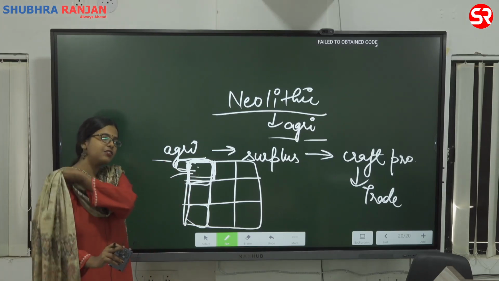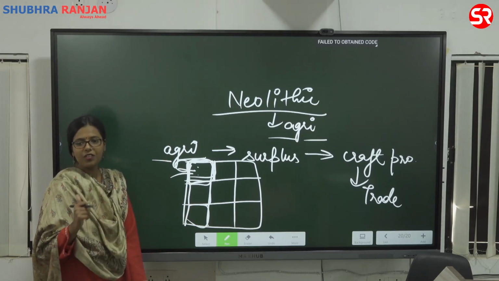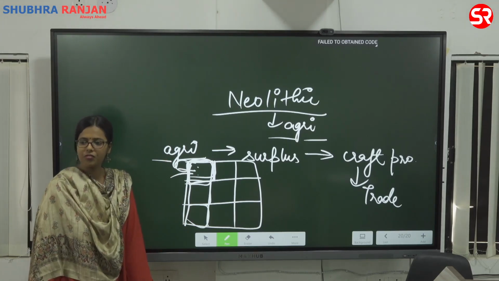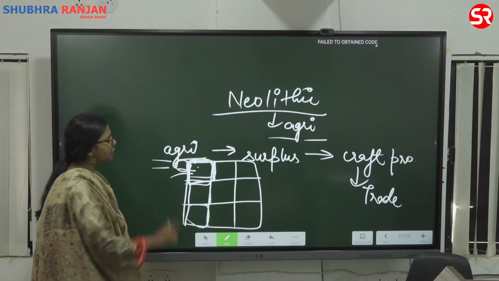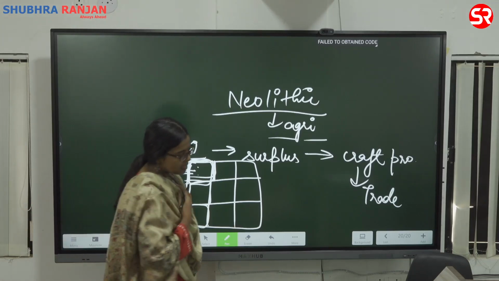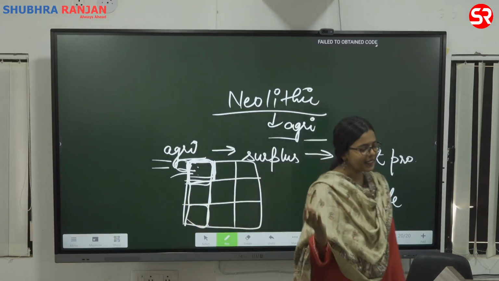The other change, the division on the basis of age or discrimination on the basis of age, that is also emanating from here. How? When humans started practicing agriculture, they will need experience.